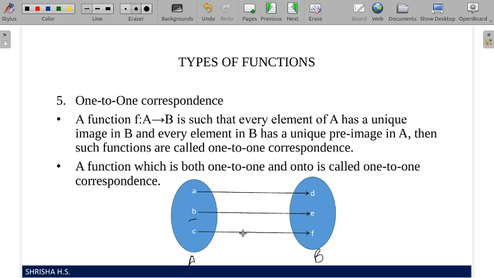Different elements in A should have mappings with different elements of B. Along with that, every element of set B should be having a pre-image in set A. If that is the case, then that function is a one-to-one correspondence. Okay, so another layman way of telling: a function which is both one-to-one and onto is called a one-to-one correspondence. So this is the fifth function, and from now on we will do some problems and classify whether it is one-to-one, onto, and so on.